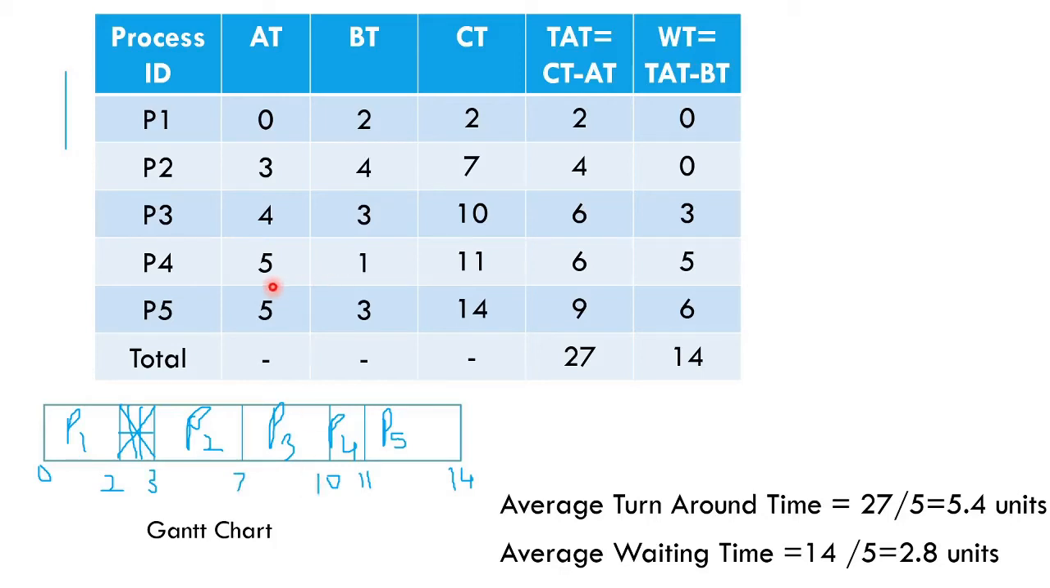Then P4 and P5 both came at 5 seconds only, and they are going to execute for 1 and 3. So 10 plus 1, 11. P4 is going to execute, and then from 11, for 3 seconds P5 is going to be executed, which is going to end at 14 seconds. So what is the completion timing? See this, P1 gets completed at 2, P2 gets completed at 7, P3 at 10, P4 at 11, and P5 at 14. So that is what the completion time column would be.